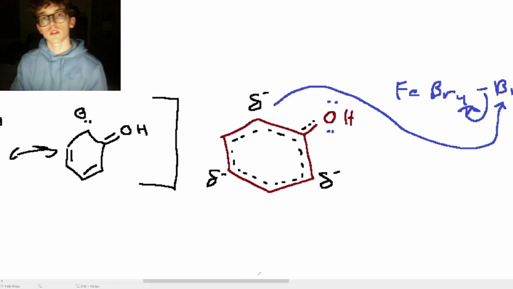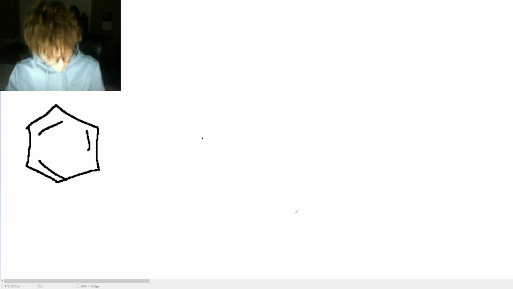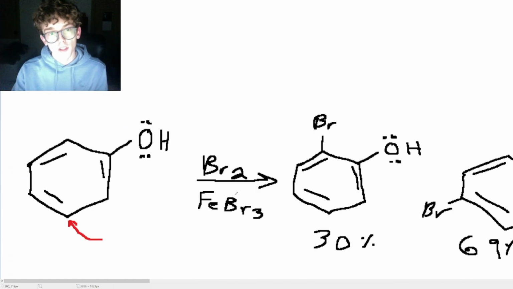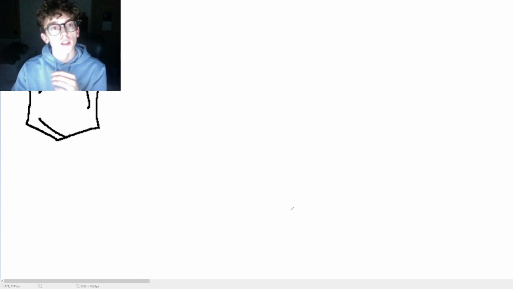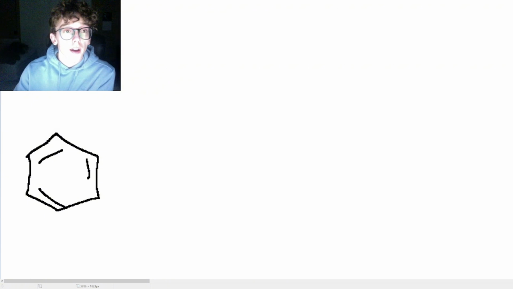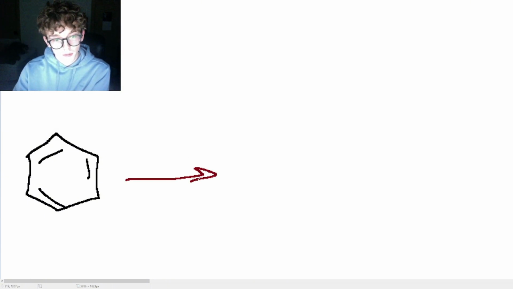Hopefully that makes sense. Okay, so another way we can visualize this, just to show you the reason we have these different percentages here, like we have that 1% for the meta product, about 70% for the para product, and 30% for the ortho product. We can explain this by showing the different attacks, quote unquote, hypothetically, to show what the resulting compound looks like. So let's draw this here. So if we were to do, let's add our hydroxy group here.